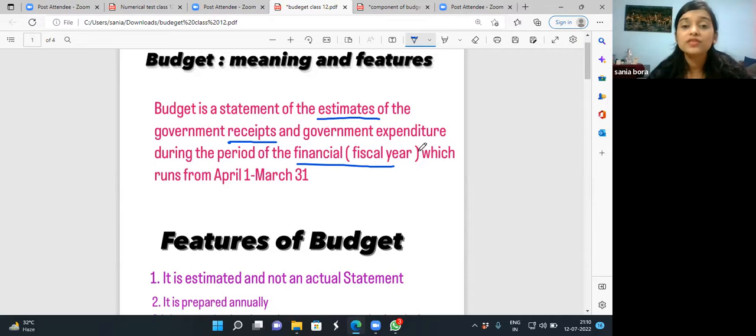For us, the financial year is basically from January 1 to 31st December, right? But for the government, the fiscal year or financial year runs from April 1 to March 31st. For example, April 1, 2022 to March 31st, 2023. So basically, this is a budget.